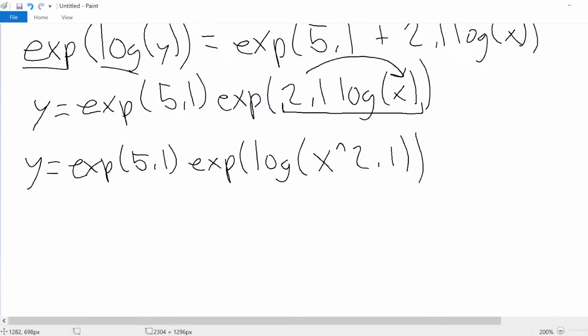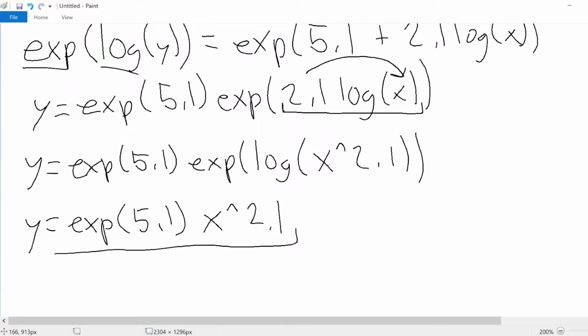And you'll notice that these are now next to each other, so they can cancel out, which is great. We'll rewrite this as e to the 5.1, and then just x to the 2.1. And look at that, bingo, we have a new regression equation in the original units, in y and x. There are no more logs, there's really only one exponent here, and we're all set.